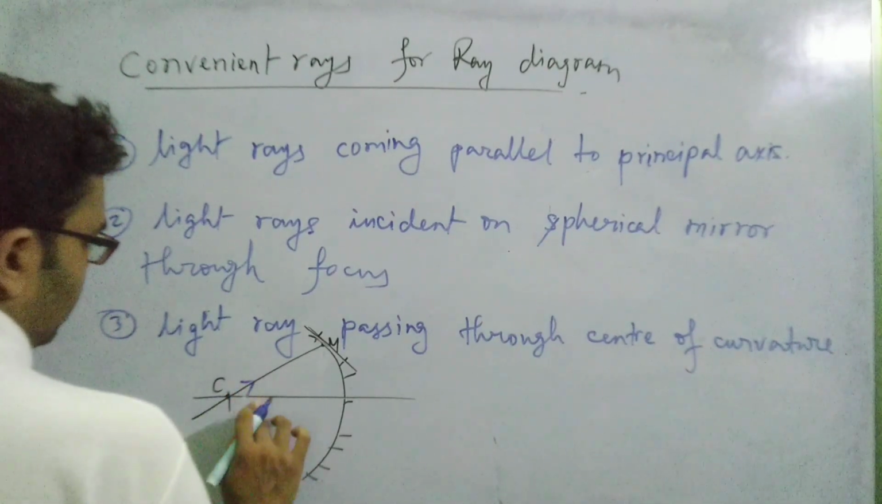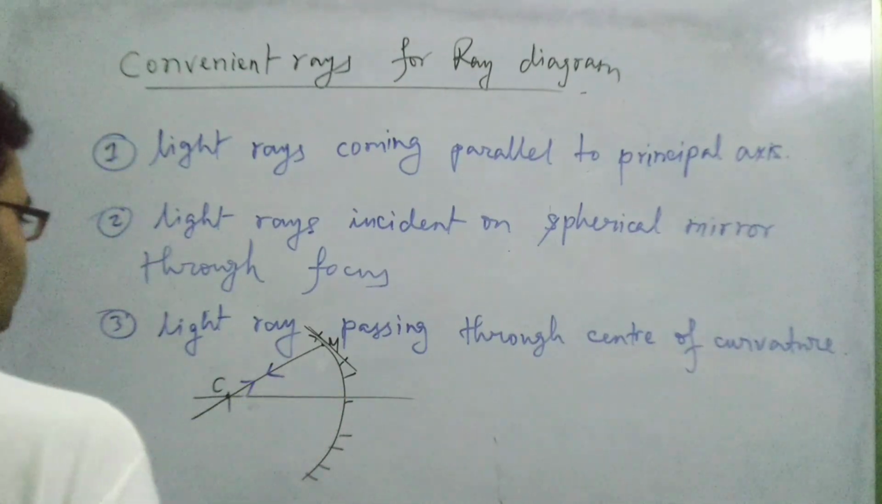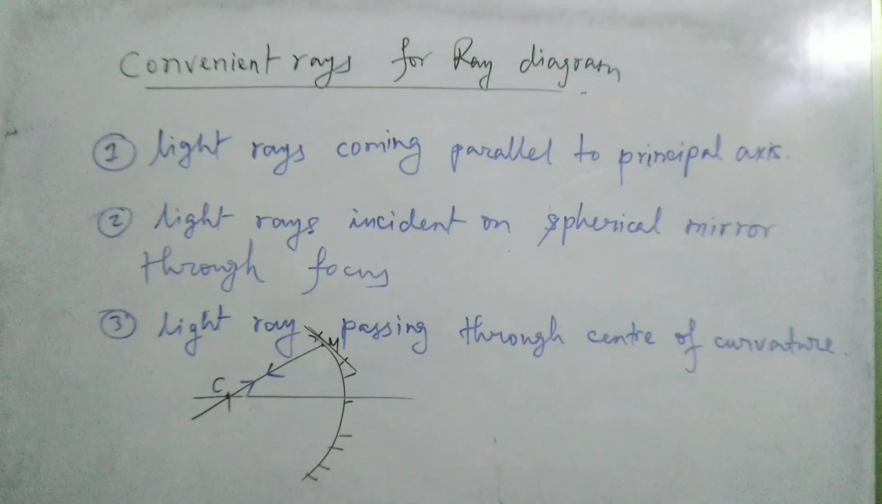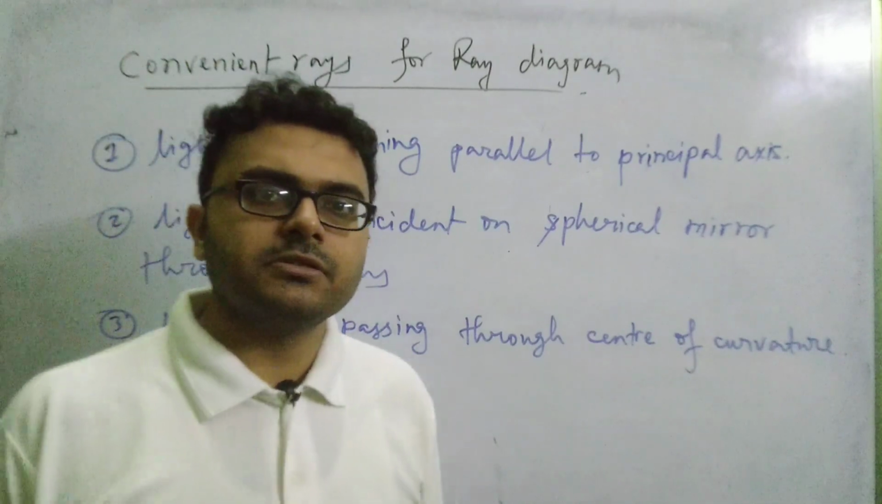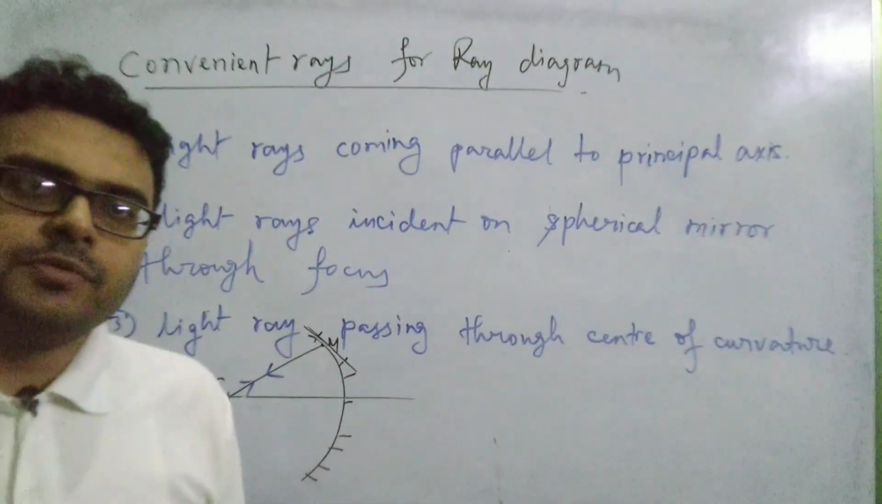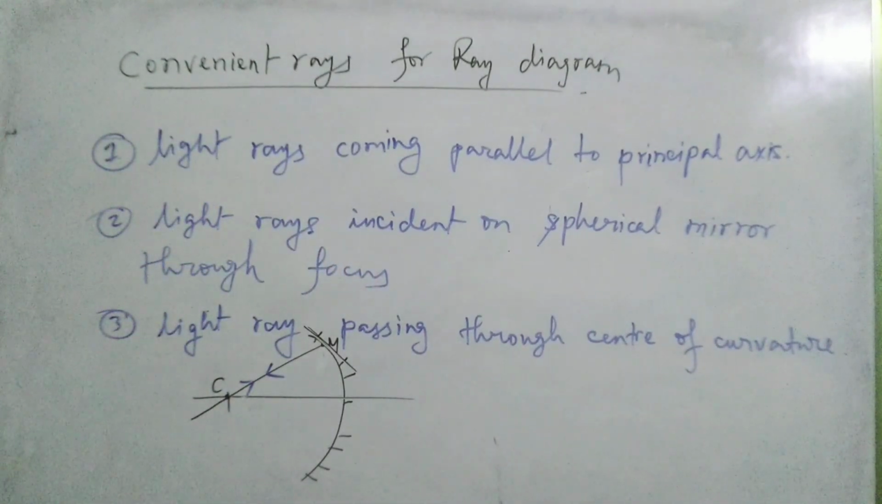So this is the direction of the incident ray as well as the direction of the reflected ray. So when we are considering a light ray incident passing through the center of curvature, it will just reflect back along the same path along which it came. So I think this concept is clear. Sometimes a theoretical question also comes like this, that why a light ray passing through the center of curvature reflects back along the same path along which it was incident. So this is the reason. So I hope the answer is clear. Okay, so these are the three convenient rays that you can consider for drawing the ray diagram.